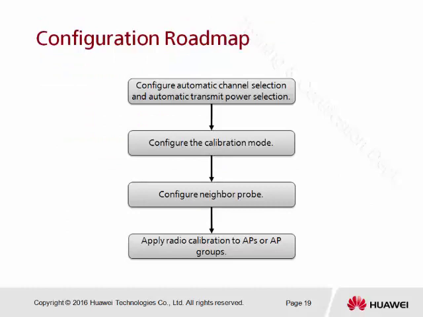Okay, here is a roadmap for us to do the configuration. Configure automatic channel selection and automatic transmit power selection. If you set everything to fixed, then the radio calibration might not be able to work, so that's why we need to set it to automatic. Then configure the calibration mode: what kind of calibration do you want to use here? Then configure the neighbor probe and apply the radio calibration to APs or based on the AP group.